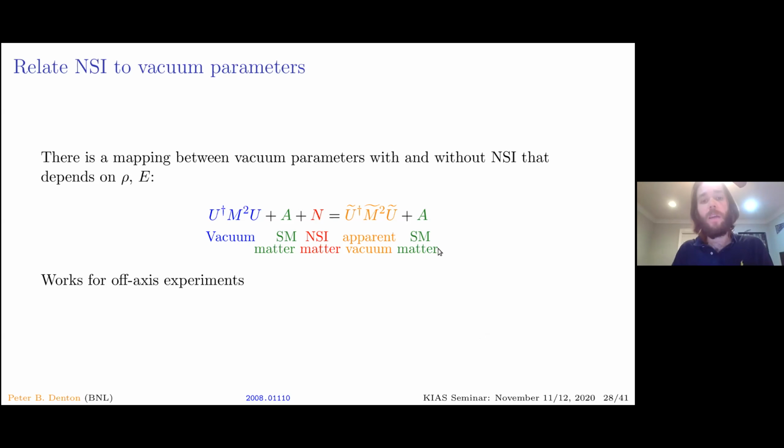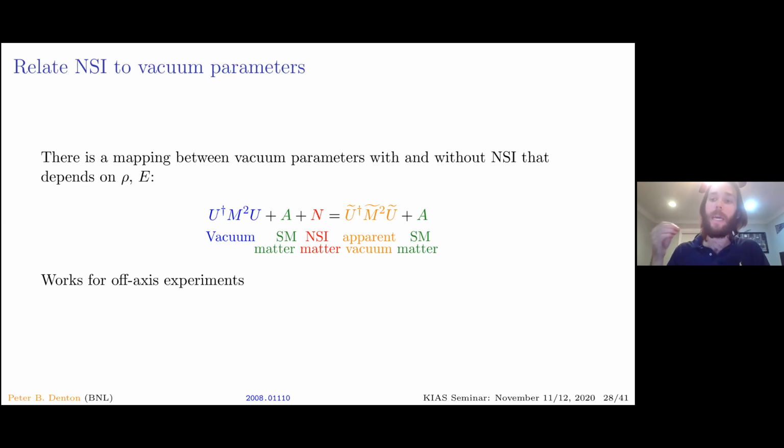And so what you would do here is subtract off the standard model matter term, and for some point in parameter space that you want to scan, you plug in what the vacuum parameters are here and what the non-standard interaction parameters are here, and then you diagonalize it. You find the eigenvalues and eigenvectors, and this is what an experiment would measure.